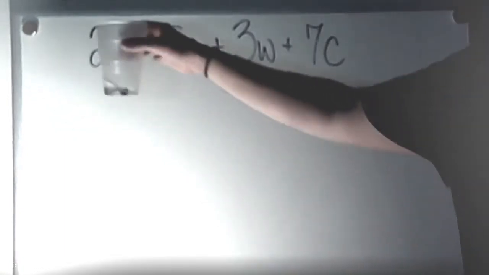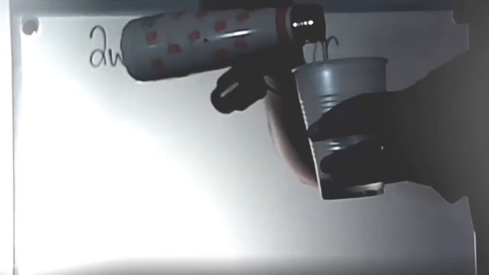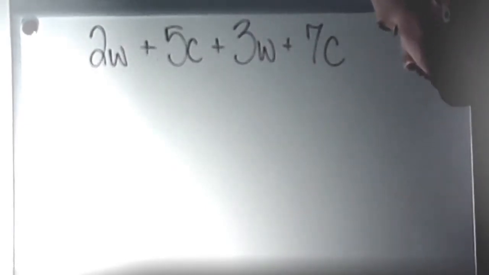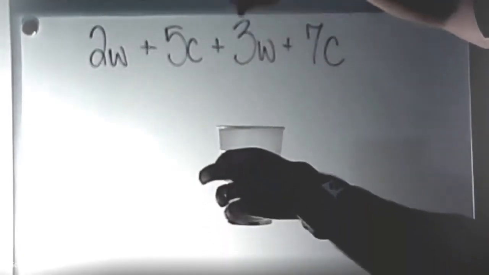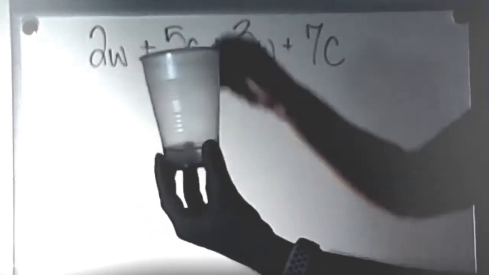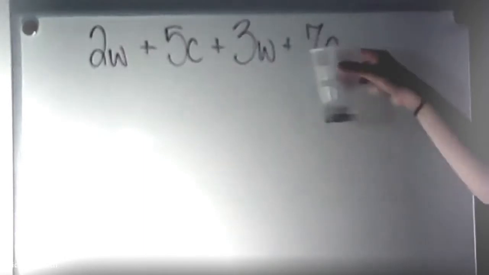Now what else? I'm combining all of these things. 3W, so 3 more pours of water. 1, 2, 3. What do I have after that? 7 more craisins. 1, 2, 3, 4, 5, 6, 7. See it? Now, if I were to just combine these things, this is what my combination would look like.